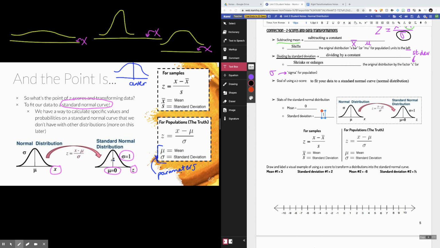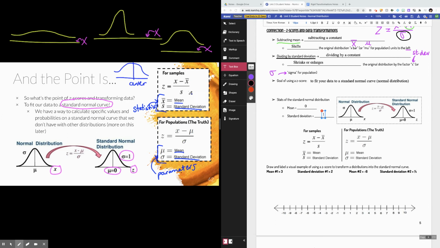That's what happens when you take a population distribution that's normal and convert it to the standard normal distribution. But you can also do this with samples. Notice that no matter what, you're dealing with mean and standard deviation. These values, X bar and S, are the exact same things. They're mean and standard deviation, but these are actual statistics, because they come from samples.